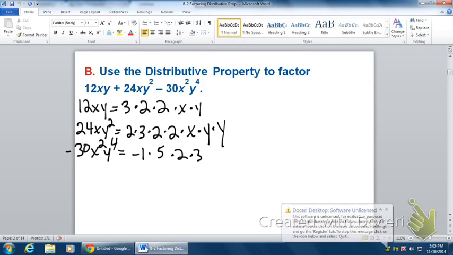Now, check your answer again. If I multiply negative 1 times 5, I get negative 5. Negative 5 times 2 gives me negative 10. Negative 10 times 3 gives me negative 30. Bingo. Now, factor out your variables. I got an x squared, so we're doing 2 x's. Now move on to your y's. If I got a y to the fourth power, how many y's am I going to have? You guys can say it out loud. 4. Awesome. Now, let's find our GCF, greatest common factor.